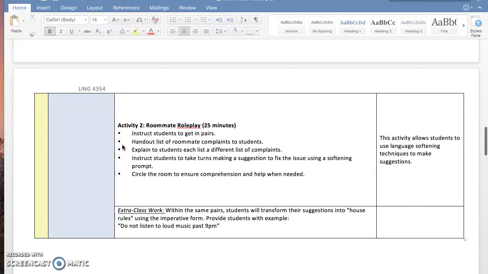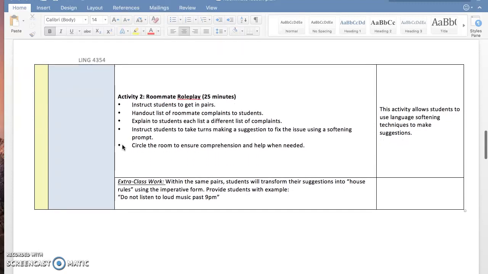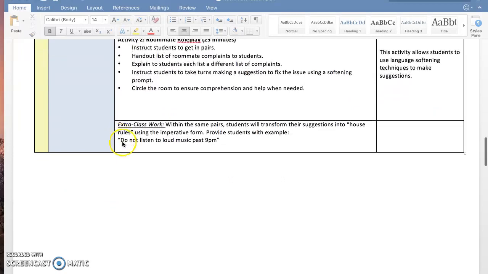And so this activity just allows students to use those techniques in a suitable context and get more practice with speaking and reading. And so for the final activity, students will practice their writing skills to turn their complaints into a list of house rules. So students will use the imperative form to create the rules and then follow an example that is given by the instructor. So an example would be, do not listen to loud music past 9 p.m.